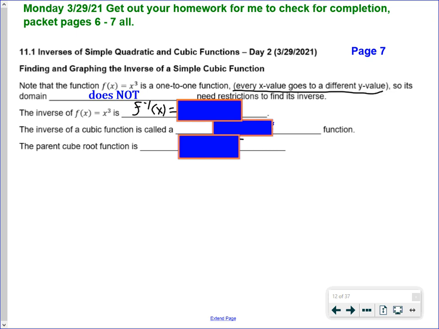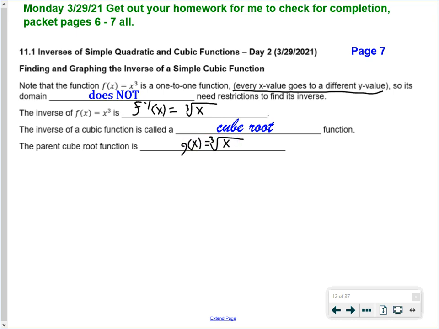We only need restrictions when a function is many to one, but if it's a one-to-one function, you do not need to restrict the domain. And the inverse of f of x equals x cubed, or the inverse of a cubic function, is going to look like this: f inverse of x equals the cube root of x. So the inverse of a cubic function is going to be called a cube root function. The parent cube root function is just going to be the simplest cube root function we can write, which is just the cube root of x.